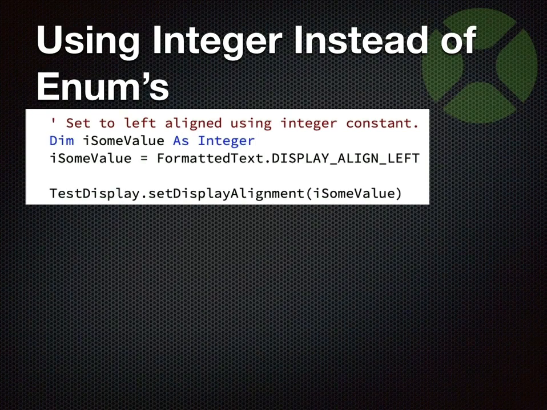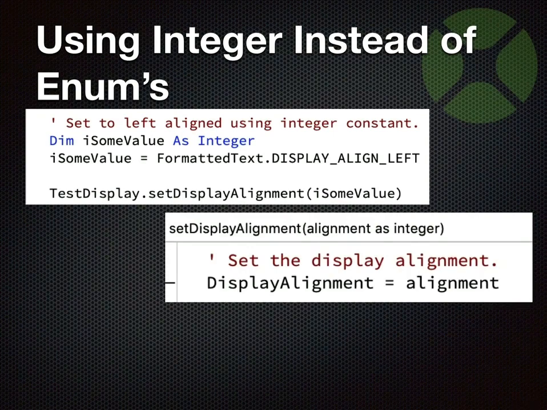Again, makes perfect sense. The problem is the method that it's being sent into is just setting a property, but it's not checking the bounds. What happens if it's -1?